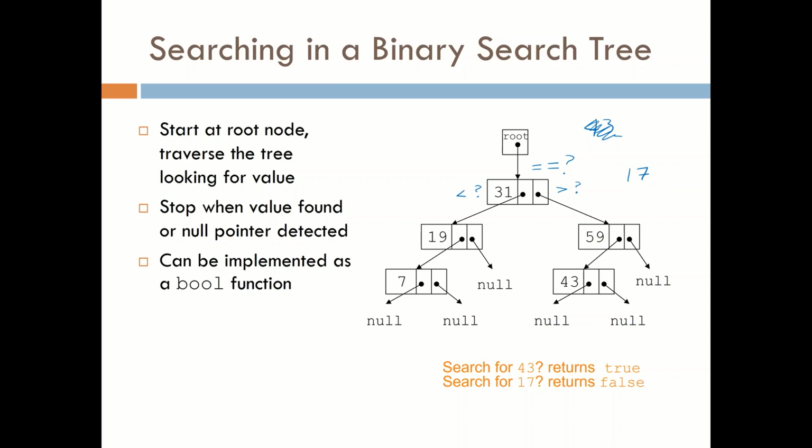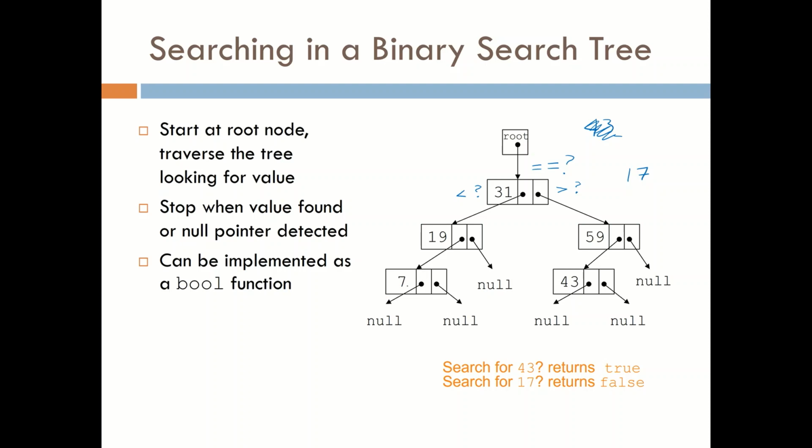Is 17 less than the value at this location? Yes, this value is 19, so 17 is less than 19. So I travel down to the left subtree. And then I ask myself, is 17 equal to the value that's at this particular node? It is not. So then I ask, is the 17 I'm looking for less than this value? It is not less than 7.